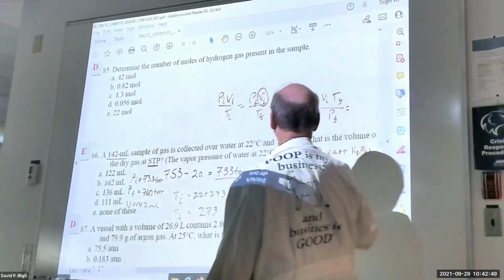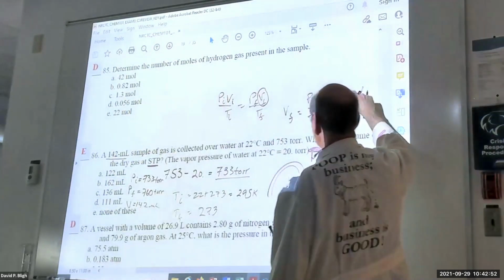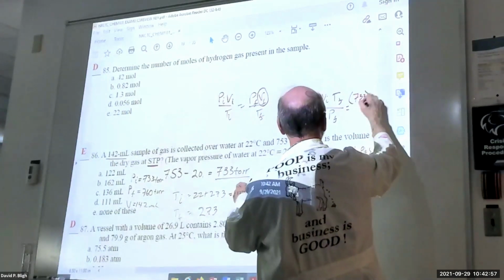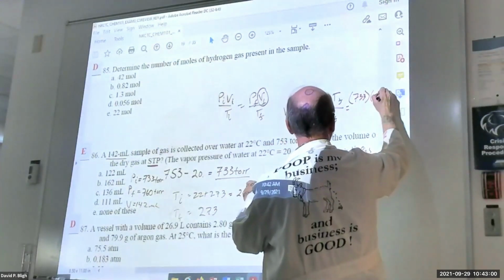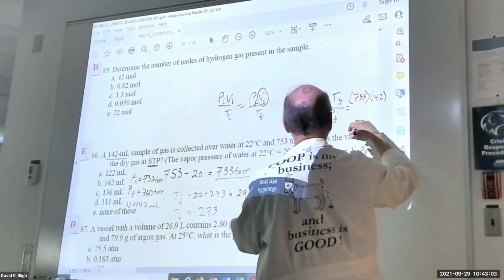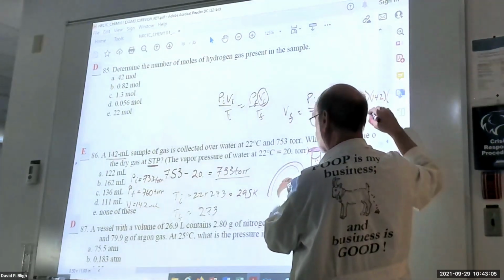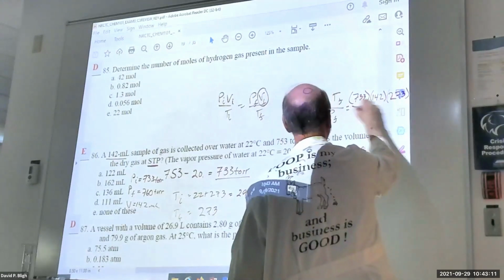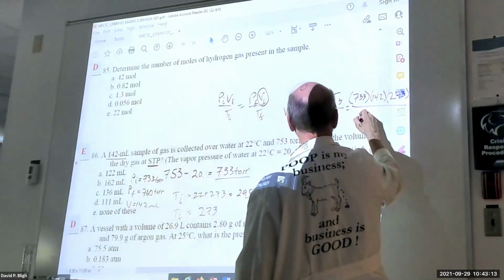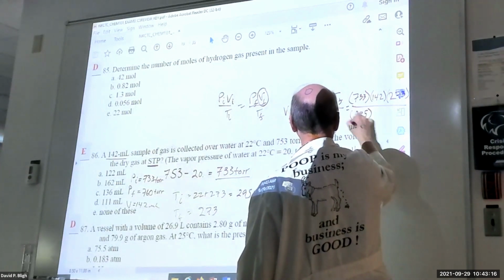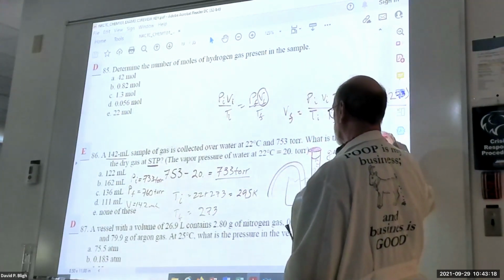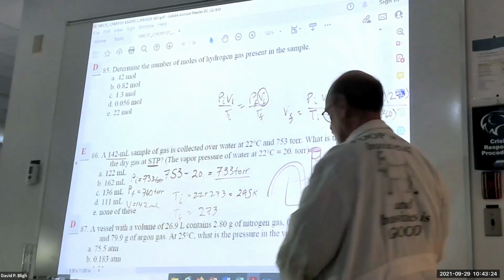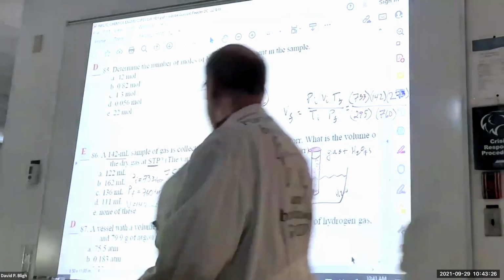So this temperature is 295. Okay. So now we're going to plug in initial pressure is 733. Initial volume is 142 milliliters. Final temperature is standard 273. Initial temperature is 295. And final pressure is 1 atmosphere, 760. There we go. So that should give us the correct answer.